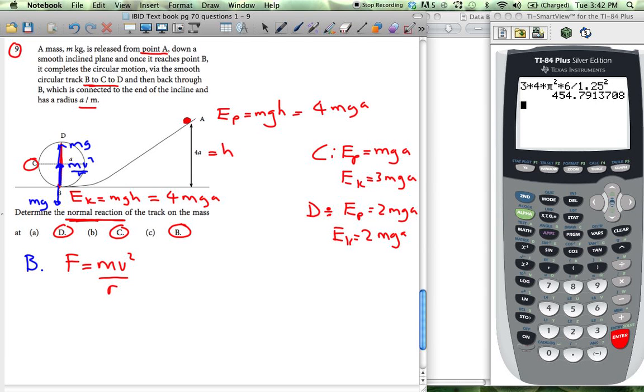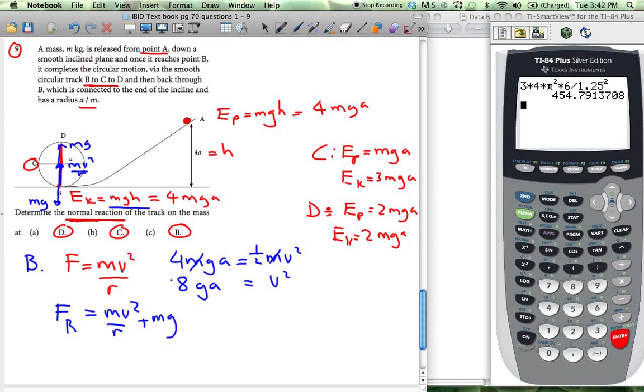So the actual resultant force that's up here will be this mv squared over r and also an mg component. So the reaction force that we are looking at, for B, is going to be mv squared over r plus mg. Now, what is v going to be? We know at point B that the kinetic energy is equal to mgh, so we have 4mga equal to the formula for kinetic energy, a half mv squared. So I can cancel out my m and multiply through by 2. So I'm going to get 8ga is equal to v squared.